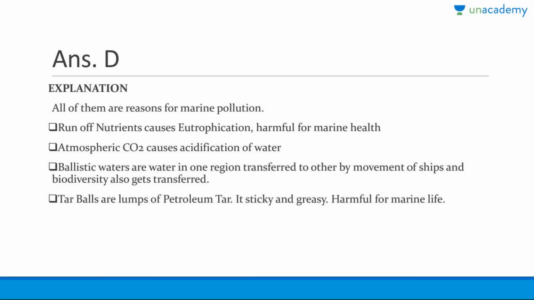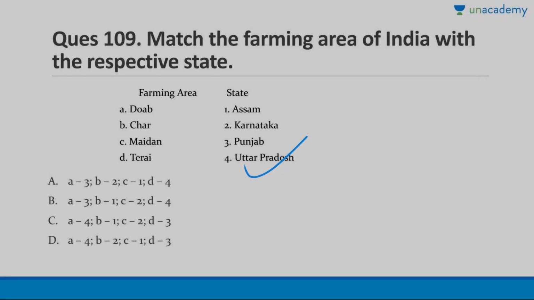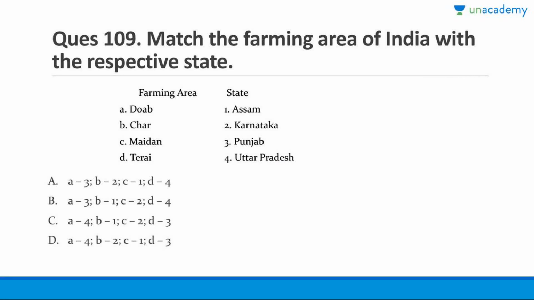So runoff nutrients cause eutrophication, which is harmful for marine health. Atmospheric CO2 causes acidification of water. And ballast waters are water in one region which is transferred to another by the movement of ships. Biodiversity also gets transferred. And tar balls are lumps of petroleum tar. So basically all of them are responsible for marine pollution. It's harmful for marine life. Question 109. Match the farming area of India with the respective state.